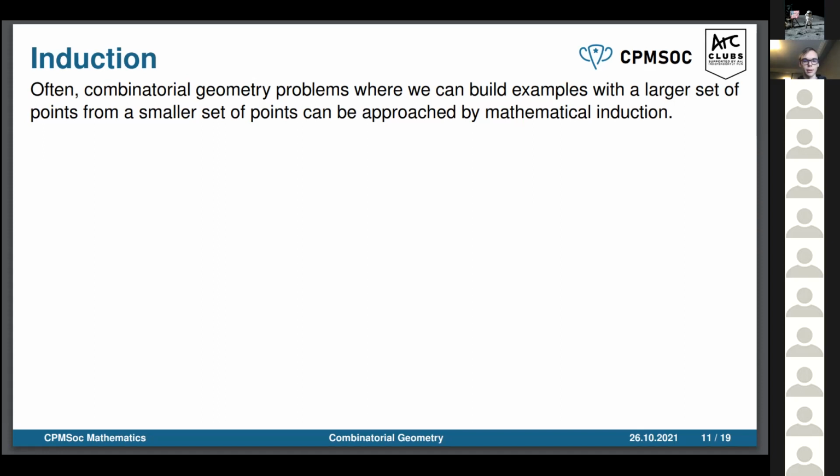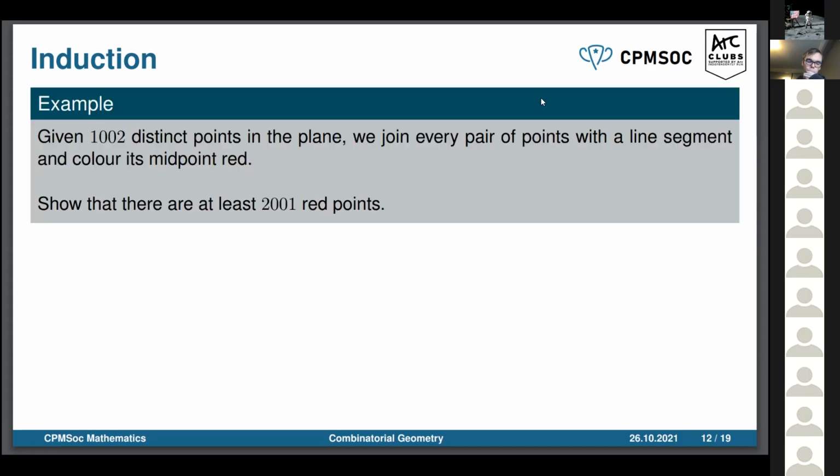Induction is a very versatile technique, of course. But often, if we want to prove something in the general case for n points, n line segments, this can be a helpful technique where we build up from a smaller case. So we'll take a look at this problem. We have some fixed number of points in the plane, 1002 points. And again, we're joining them with line segments, although this time we don't need a path, we just need line segments between each point.